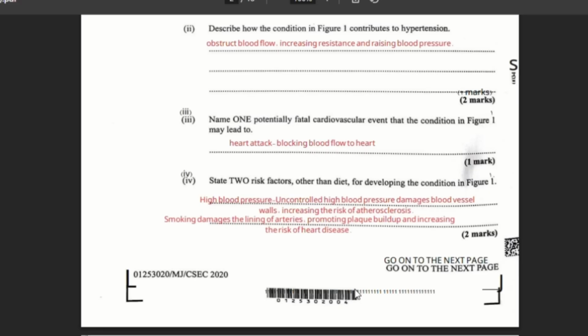So you cannot say cholesterol causing the plaque to build up in the blood vessel. You can mention these two: high blood pressure. If the person already has it before, then they are at risk of potentially developing this condition, and also if they are a smoker, then it can damage the lining of the arteries and also lead to this condition. So those are two risk factors that you can consider.